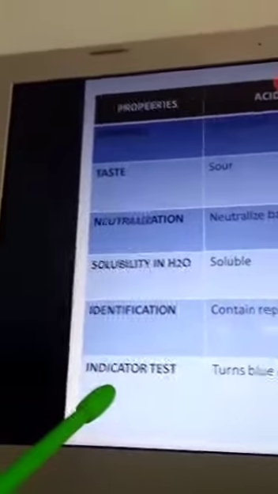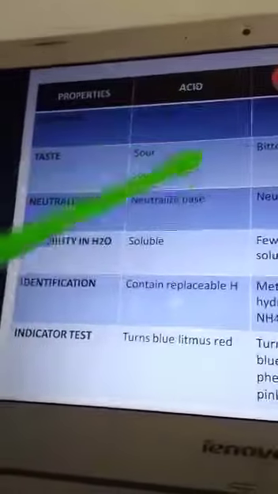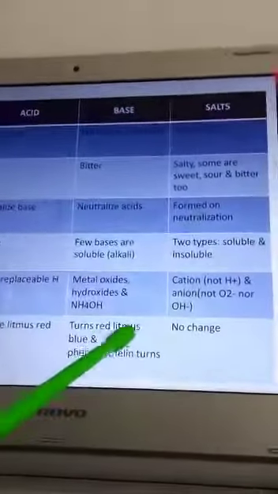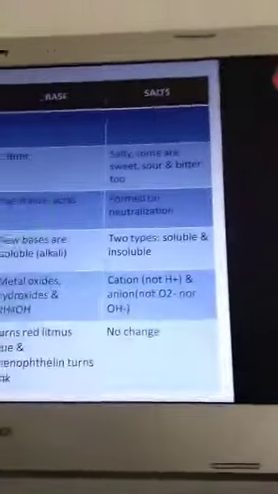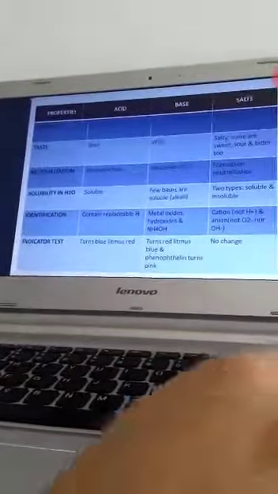And lastly, we talked about the indicator test. So all the acids turn blue litmus to red, all the bases turn red litmus to blue, and phenolphthalein turns pink in base, whereas salts show no change in color. Next, I will give you some recap questions, children.